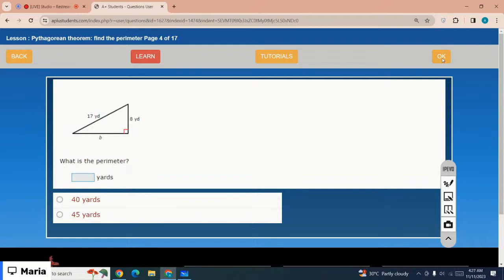So the correct option is simply use the Pythagorean theorem and calculate the third side and then add. So 17 plus 8 is... the missing side length is 15, right? So just add 15 plus 8 is 23 and 23 plus 17 is 40. So that means the correct option is 40, right?